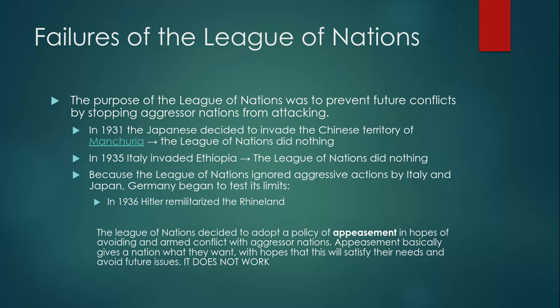So because the League of Nations ignored aggressive actions by Italy and Japan, Germany decided, why don't we start to test its limits? In 1936, Hitler remilitarizes the Rhineland. So that whole 100,000 military limit, they just kind of ignore that. So the League of Nations adopted a policy of appeasement, in hopes of avoiding an armed conflict with aggressor nations. Appeasement basically gives a nation what they want. The hope here is that this is going to satisfy their needs and avoid future issues. It does not work, though.